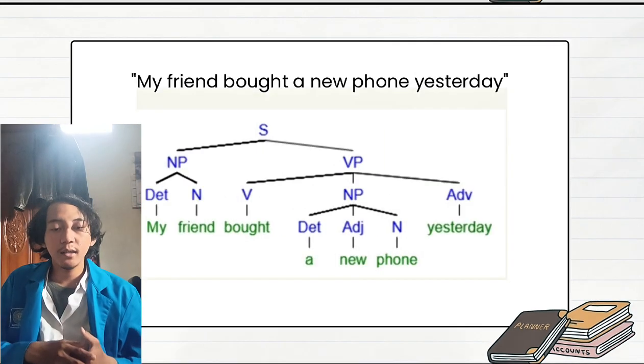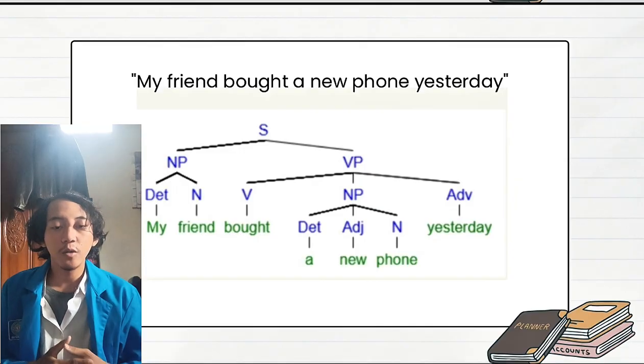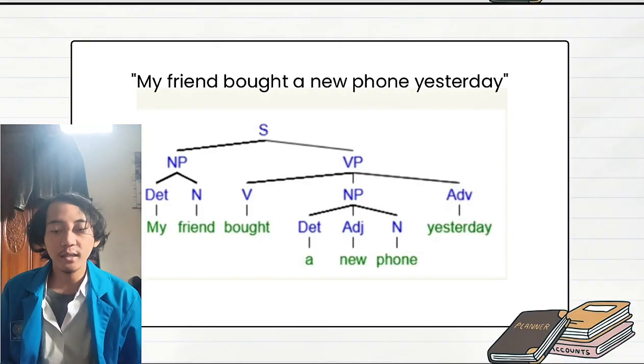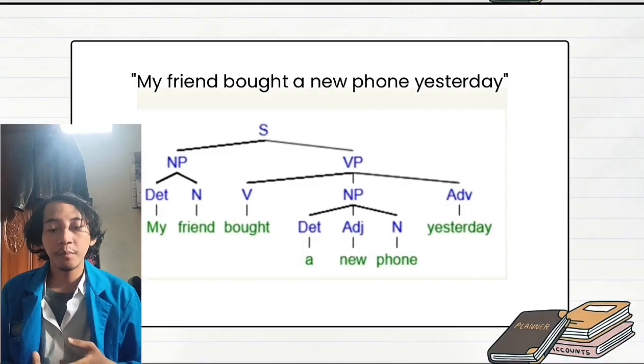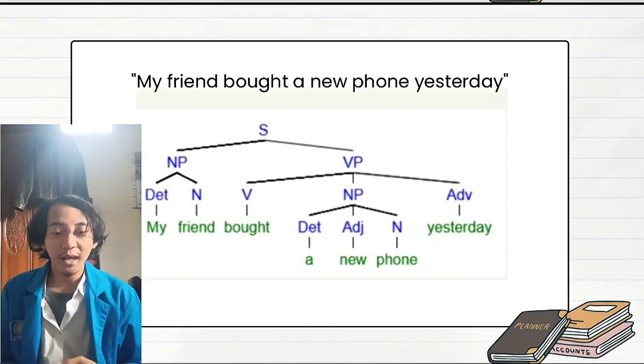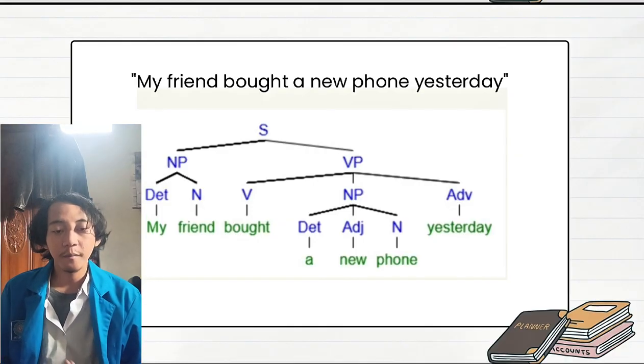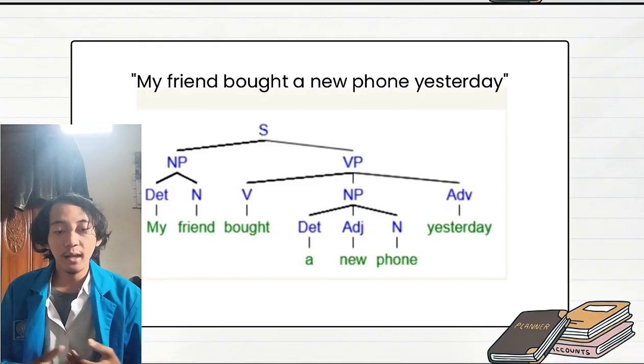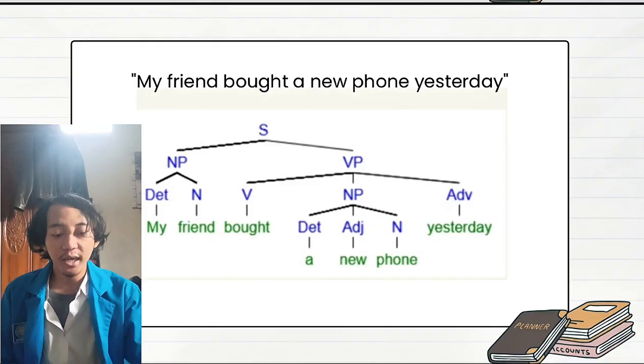And the last one is my friend bought a new phone yesterday. For the classification of noun phrase, there are my is determiner, friend is a noun, and now for the verb phrase, there are bought is a verb, a is determiner, new is adjective, phone is a noun, and yesterday is adjective.